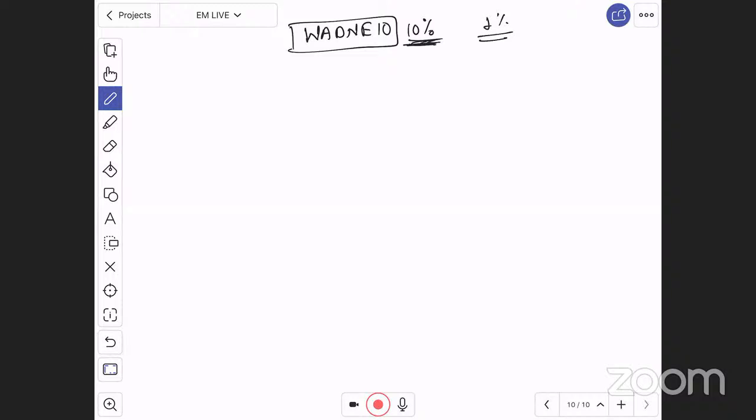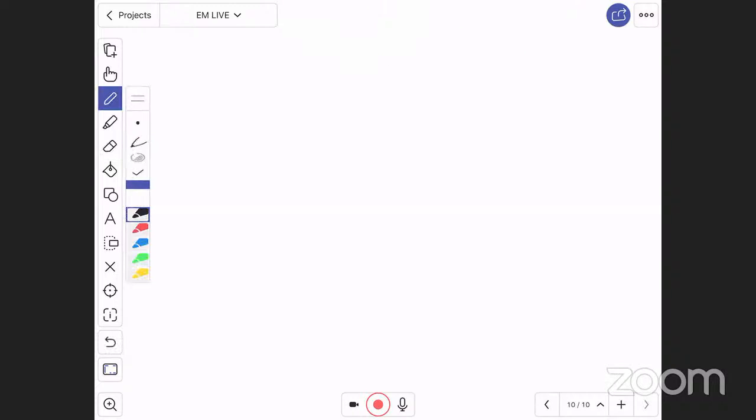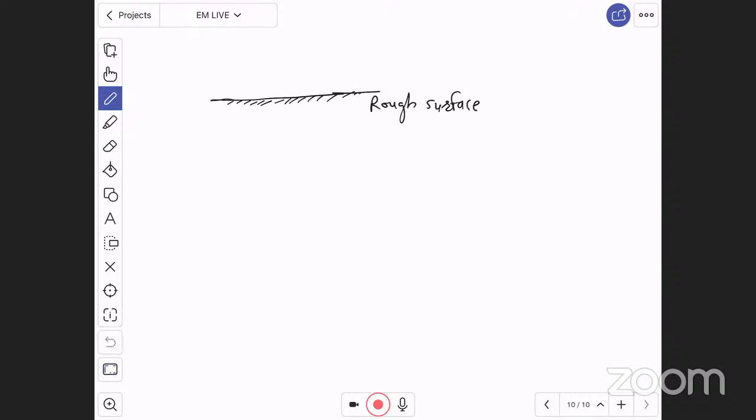चलो चलते हैं क्वेश्चन की सॉल्यूशन की तरफ. अब कंसेप्ट देखो क्या है. लेट अस से मेरे पास एक रफ सरफेस है. This is a rough surface having coefficient of friction mu, right? And on this surface, let us say a mass m is kept.